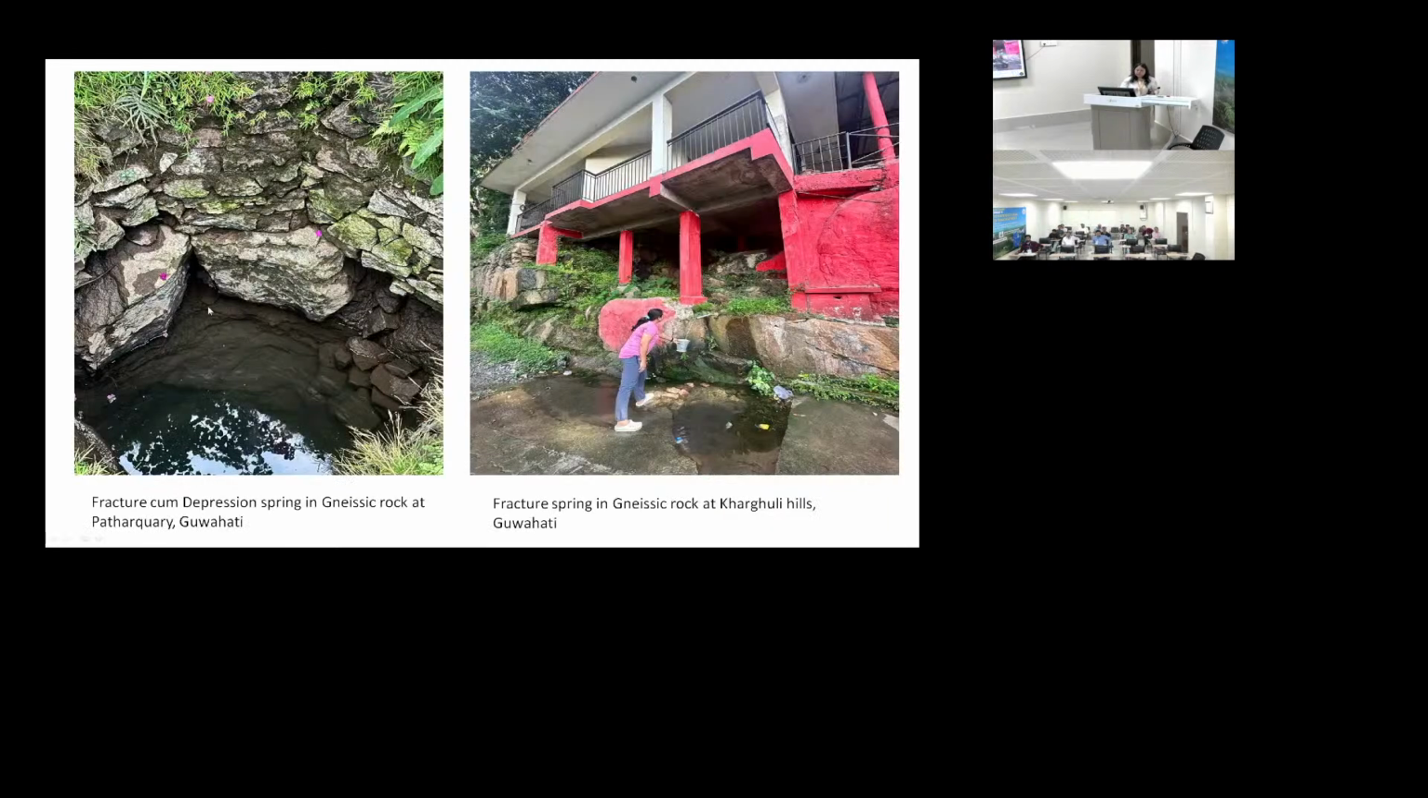As we can see, it seems like a dug well, but it is not a dug well. It is a naturally occurring spring, and these are the fractured gneisses which are giving routes for the groundwater to flow and accumulate here. Here is another example in Guwahati itself. These are massive metamorphic rocks, but when they are fractured, it will result in springs.